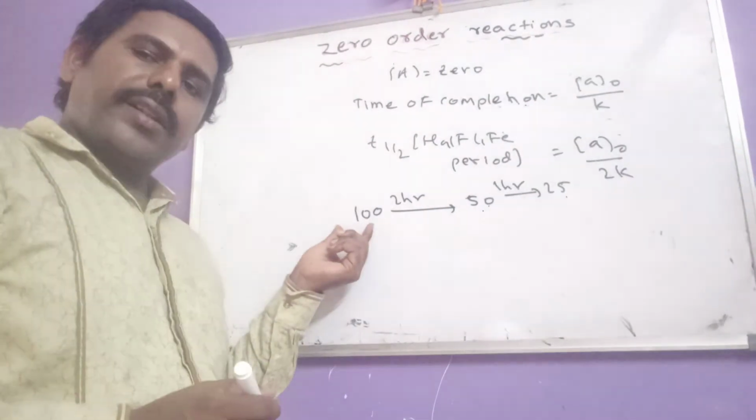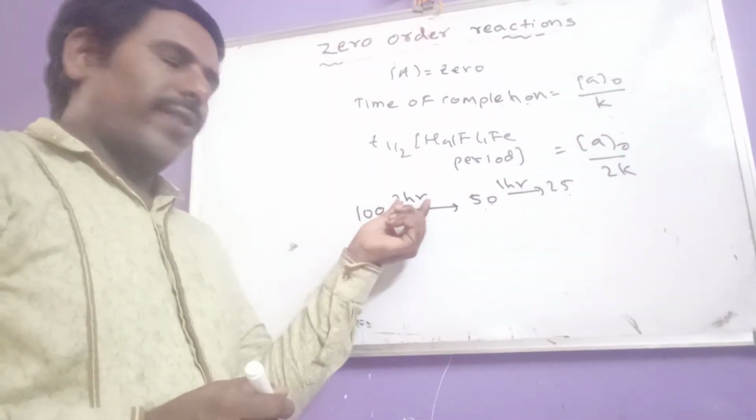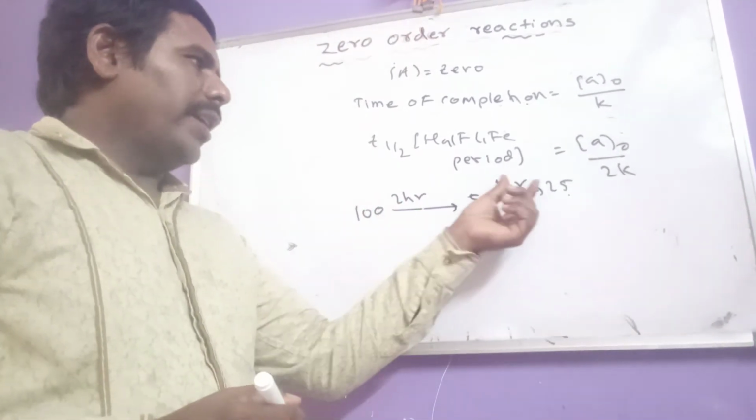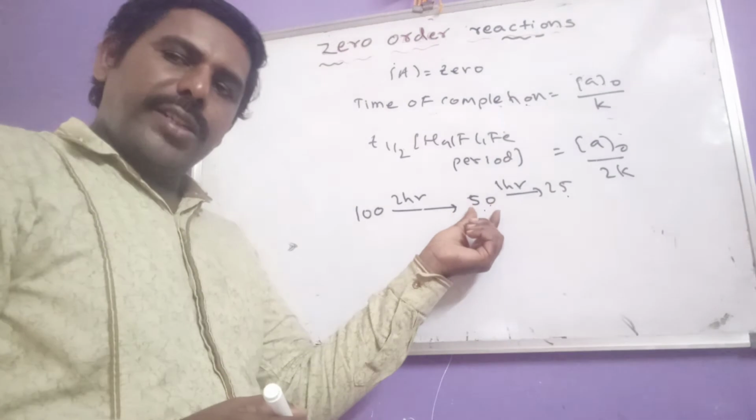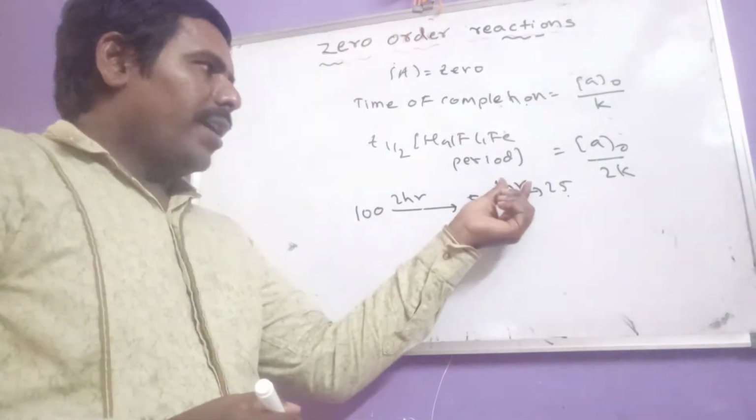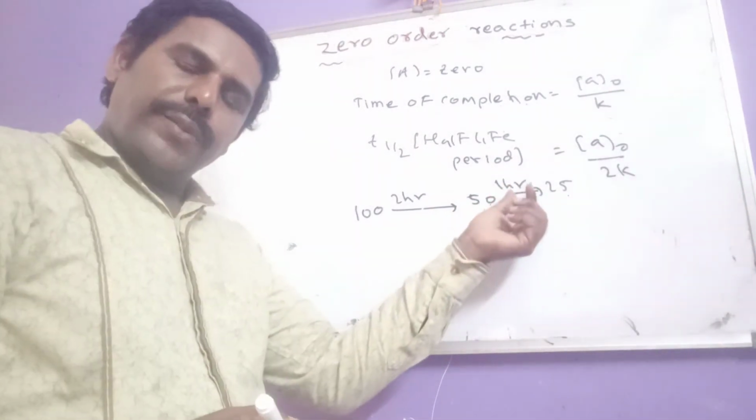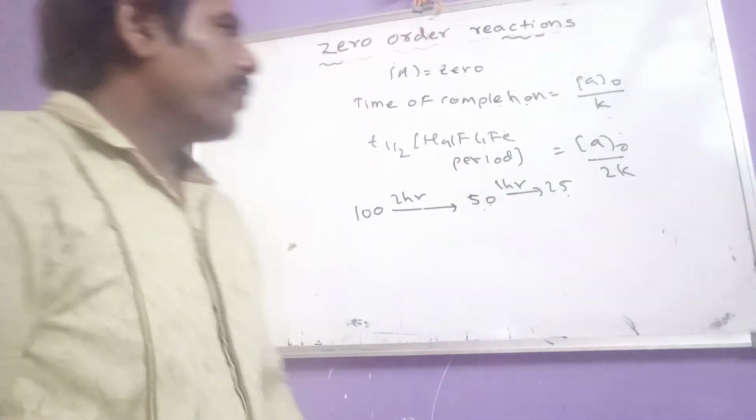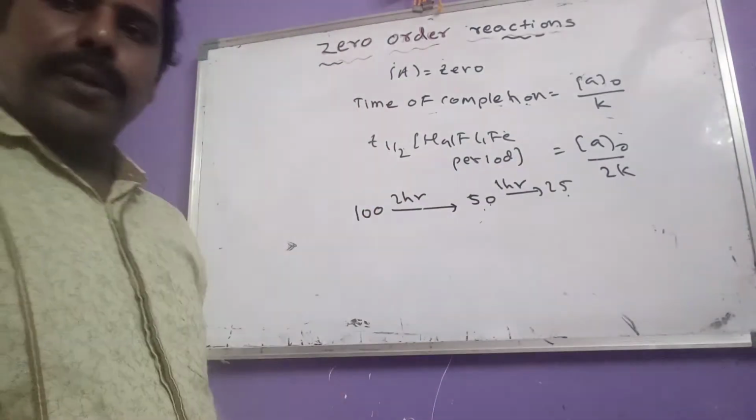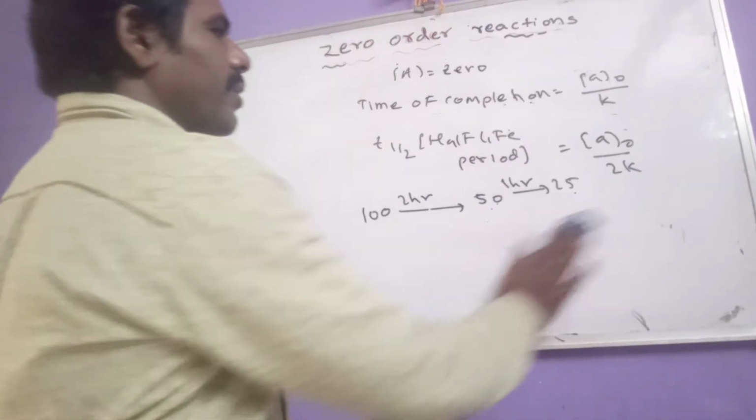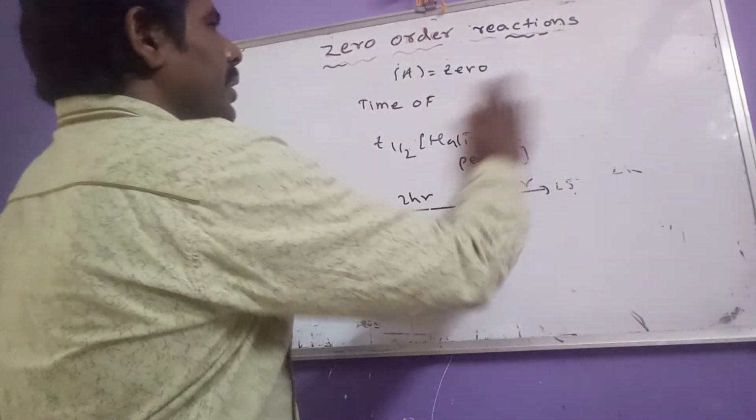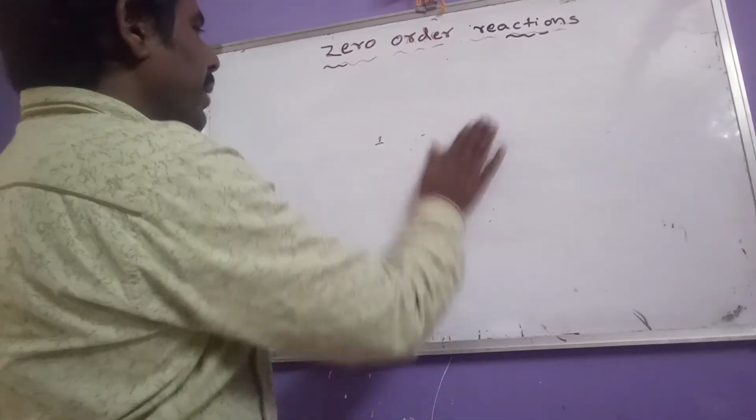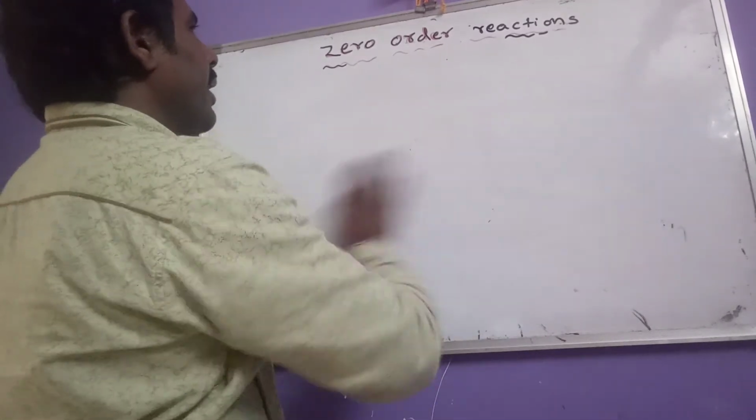When initial concentration is 100 grams, the half life of this zero order reaction is 2 hours. And if the initial concentration is 50 grams, the half life period of that zero order reaction is 1 hour. So like that, half life time is directly proportional to initial concentration. So these are the characteristic properties of zero order kinetics.